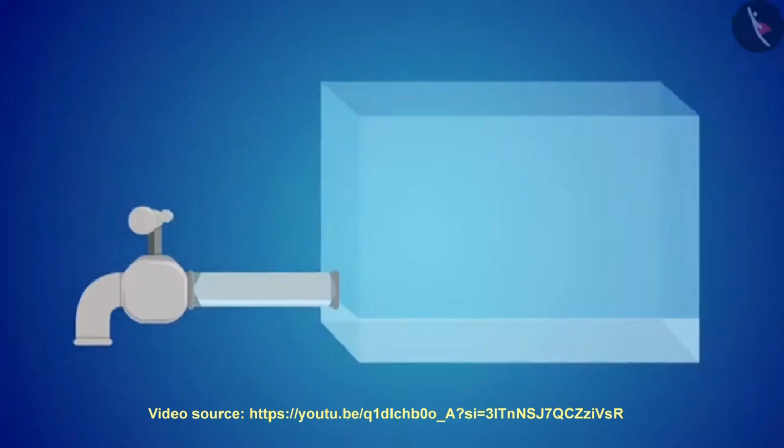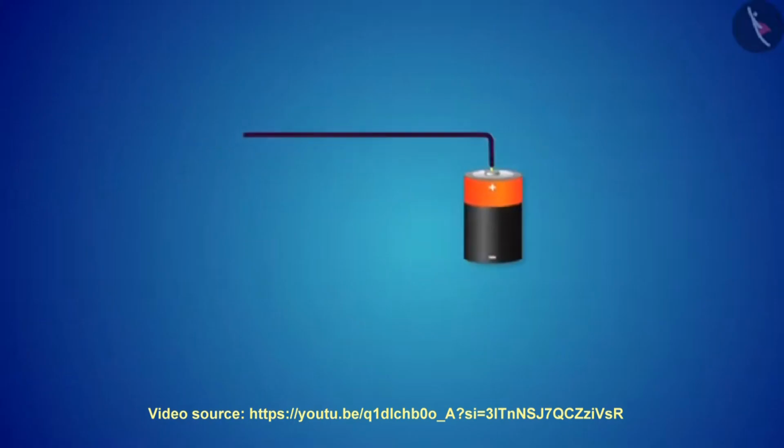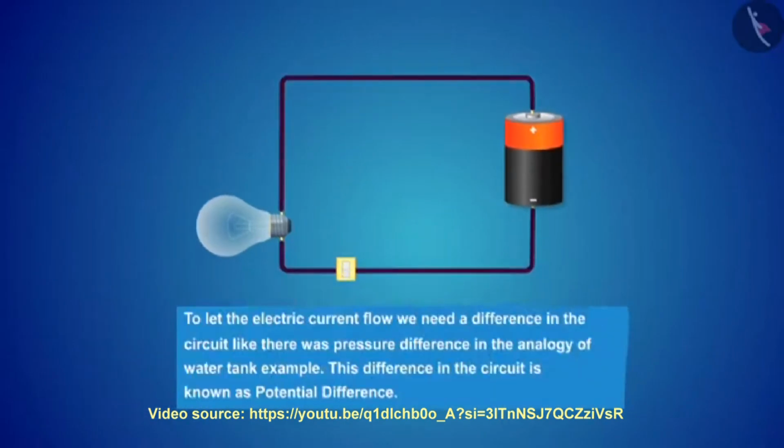If the water pipe is replaced by a metallic wire and the water tank is replaced by a battery, then we get something like this. We know that the circuit must be closed for the current to flow. Let's attach the other terminal of the battery to the bulb. Electricity is also like this tank example. To let the electric current flow, we need a difference in the circuit, like there was a pressure difference in the water tank example. This difference in the circuit is known as potential difference.